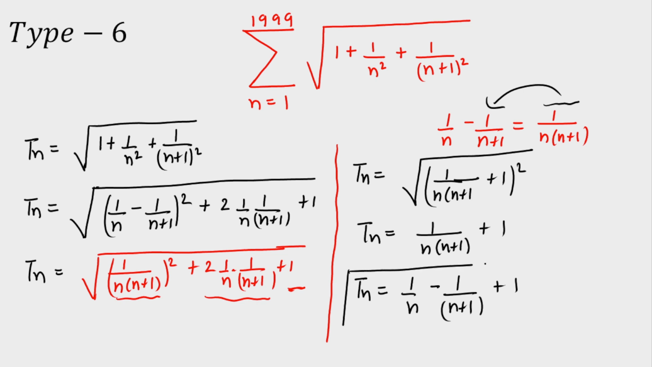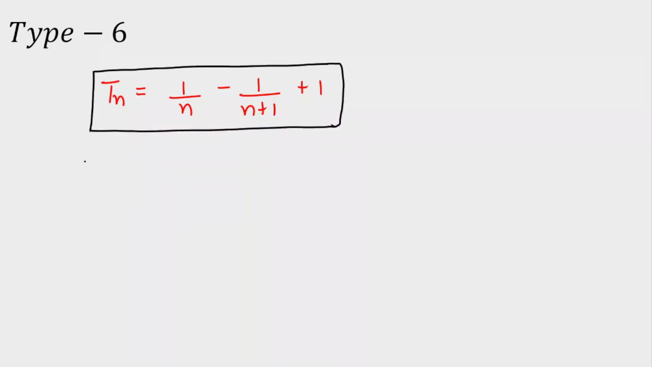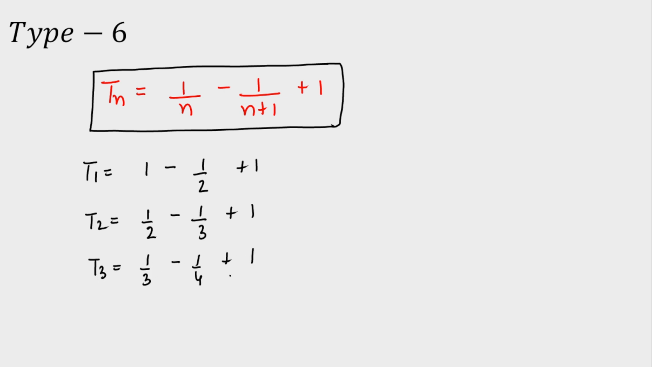Now I'm going to form a telescopic series and find the sum of the series. Put n equal to 1, you will get T1 as 1 minus 1/2 plus 1. Now T2 will be 1/2 minus 1/3 and then plus 1. Similarly T3 will be 1/3 minus 1/4 plus 1, and so on. The last term I have to calculate is T1999, which will be 1/1999 minus 1/2000 plus 1.